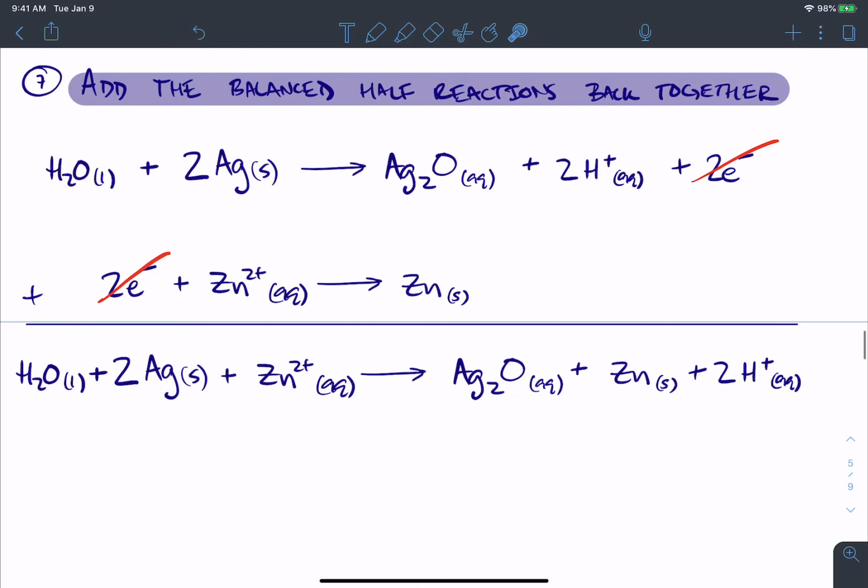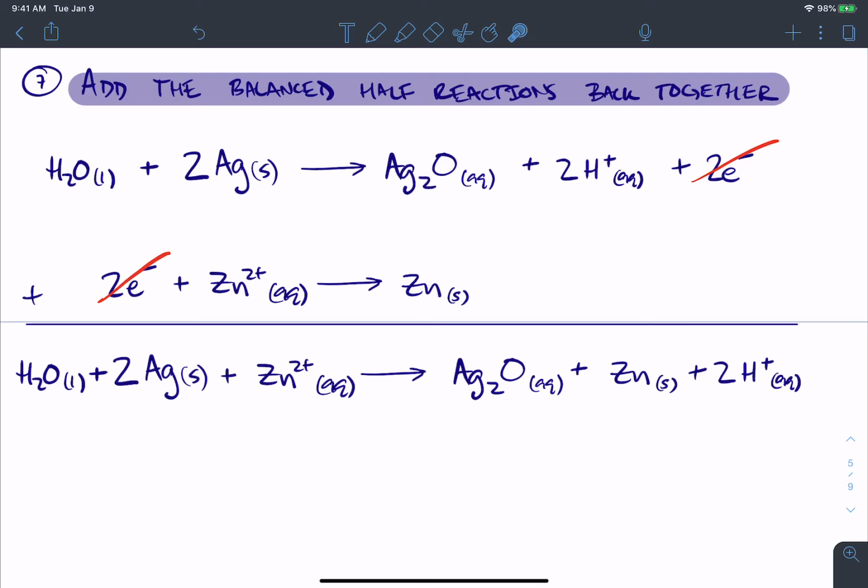And then what would have been the final step in an acidic media problem is to just simply add those 2 half reactions back together. In this case, the only thing that cancels out are those 2 electrons. So we have 2 electrons here and here on the reactant and product sides, respectively. When we add those together, those cancel out.